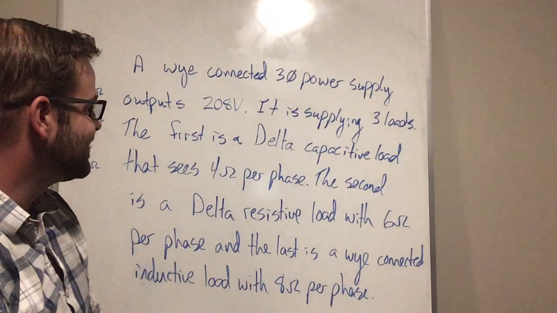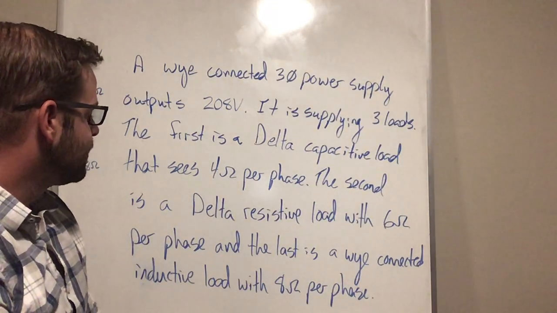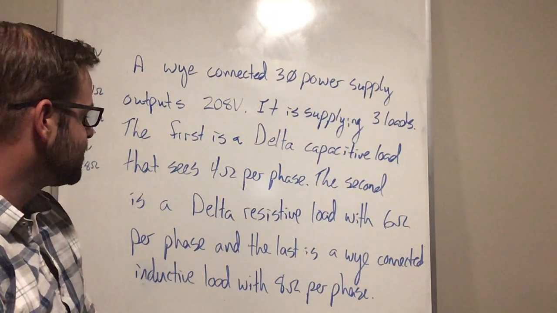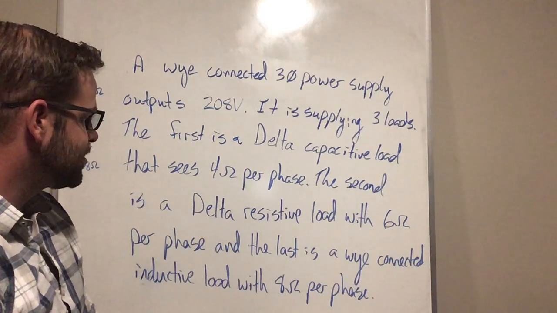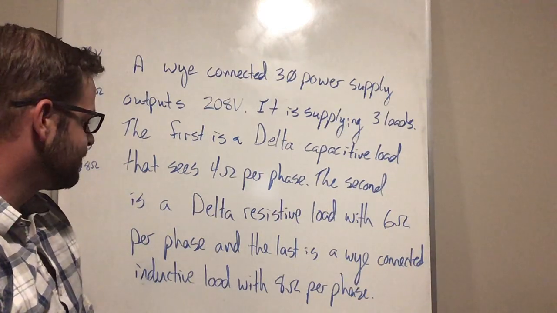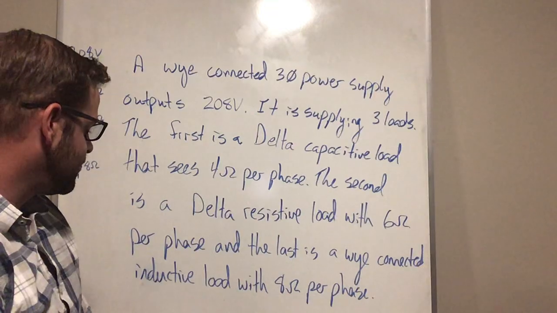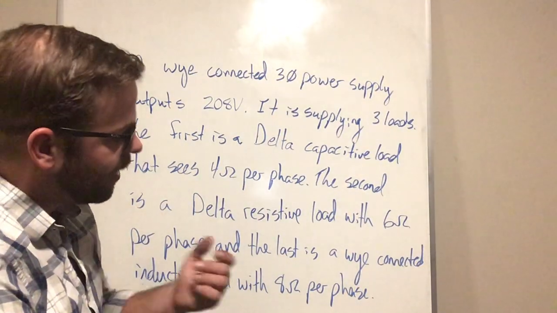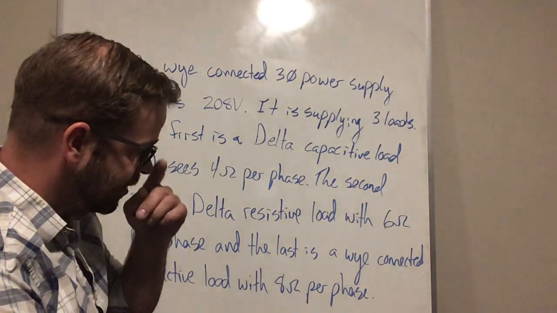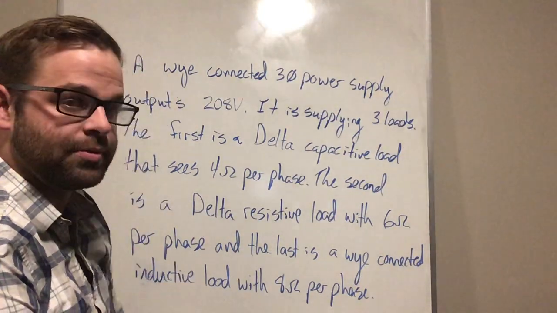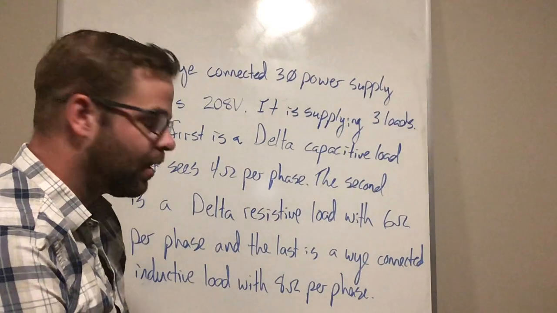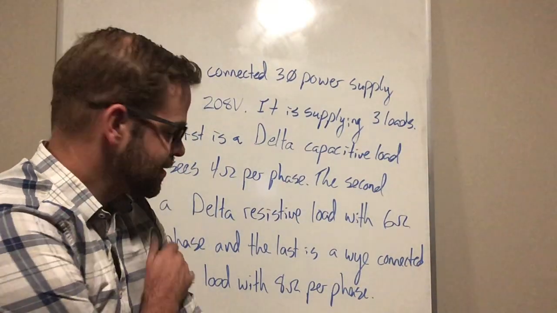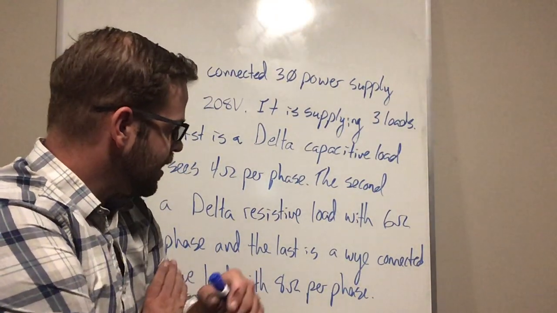The first is a delta capacitive load that sees 4 ohms per phase. The second is a delta resistive load with 6 ohms per phase. And the last is a Y-connected inductive load with 8 ohms per phase. So I'm just going to start out with this one and say that we are going to solve for everything on the test when we have it next week.